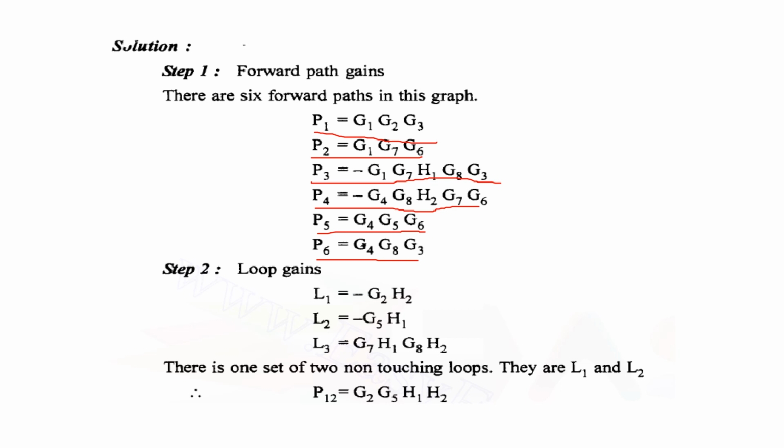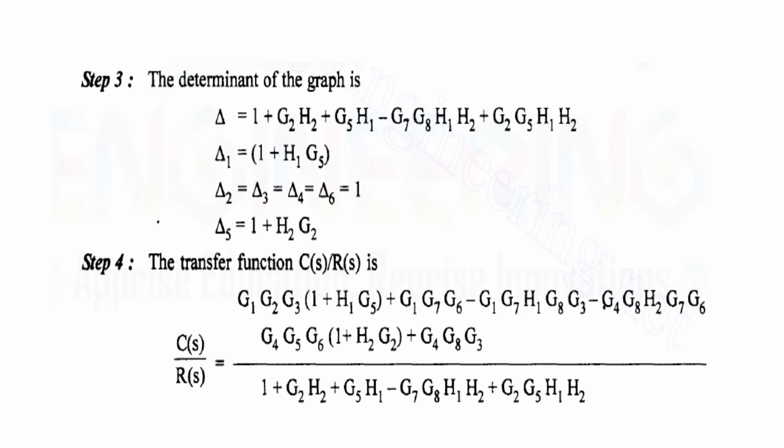So totally we are able to find 6 forward paths followed by 3 loops. So L1, which is a simple loop with a gain of minus G2H2, L2 is having the gain of minus G5H1, and L3 is having the gain of G7H1, G8H2, and we have two non-touching loops, that is L1 does not touch L3, so we are multiplying the gains of these two loops, which is taken as G2, G5, H1, H2. So for this particular problem, we have got 6 forward paths and 3 loops followed by 2 non-touching loops.